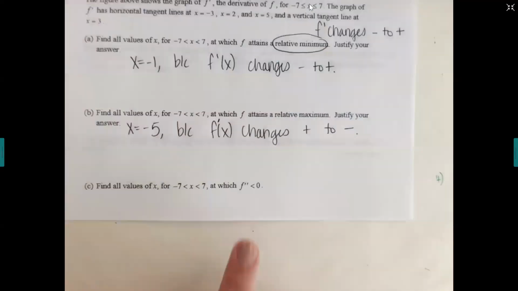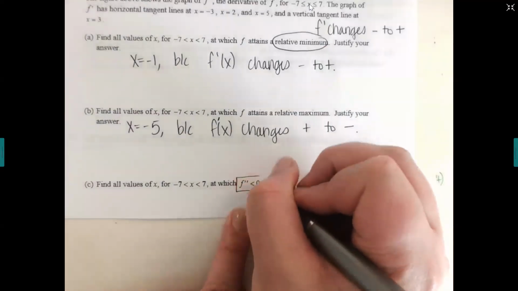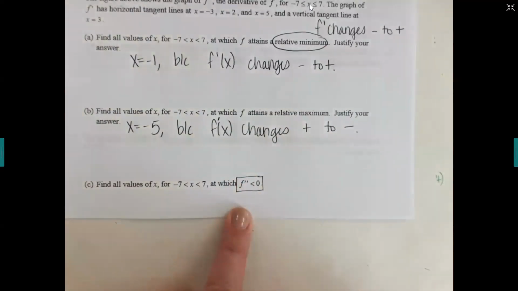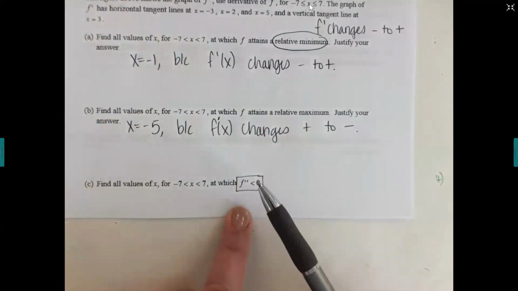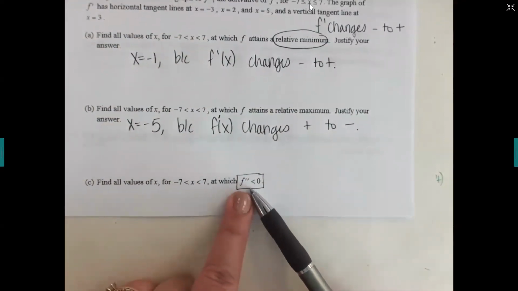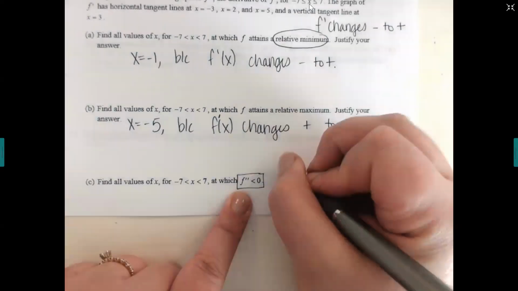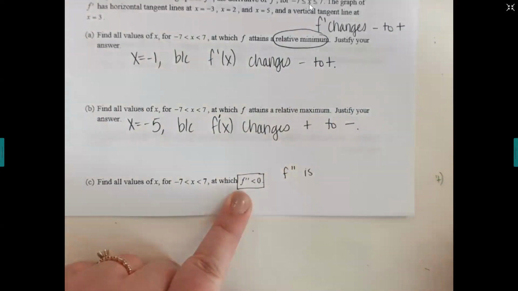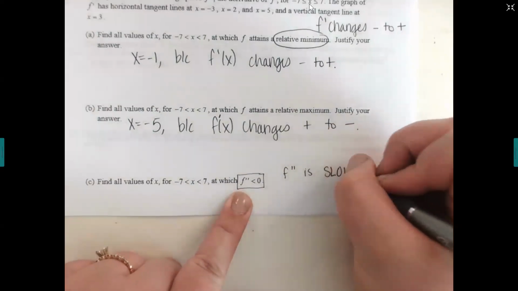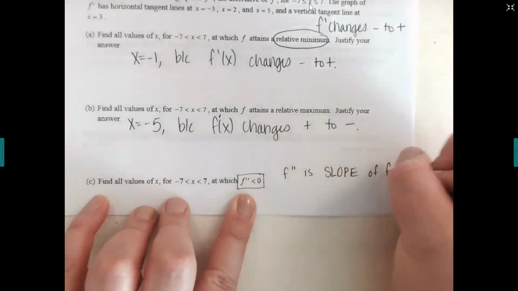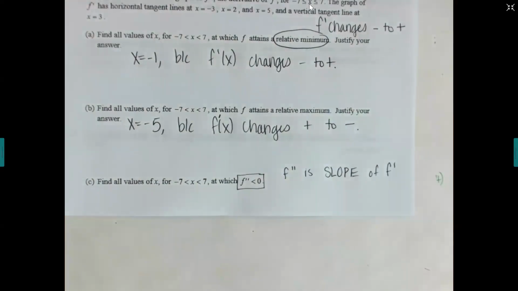It says find all the values where the second derivative is less than 0. Okay, if this were a graph of F, regular F, what would F double prime be? Concavity. Is this a graph of F? This is F prime. So what feature will F double prime be? Is the slope of F prime. And then if you think about it, that should make sense because it's the derivative of F prime, and derivative and slope are the same. Okay? So look at your graph.